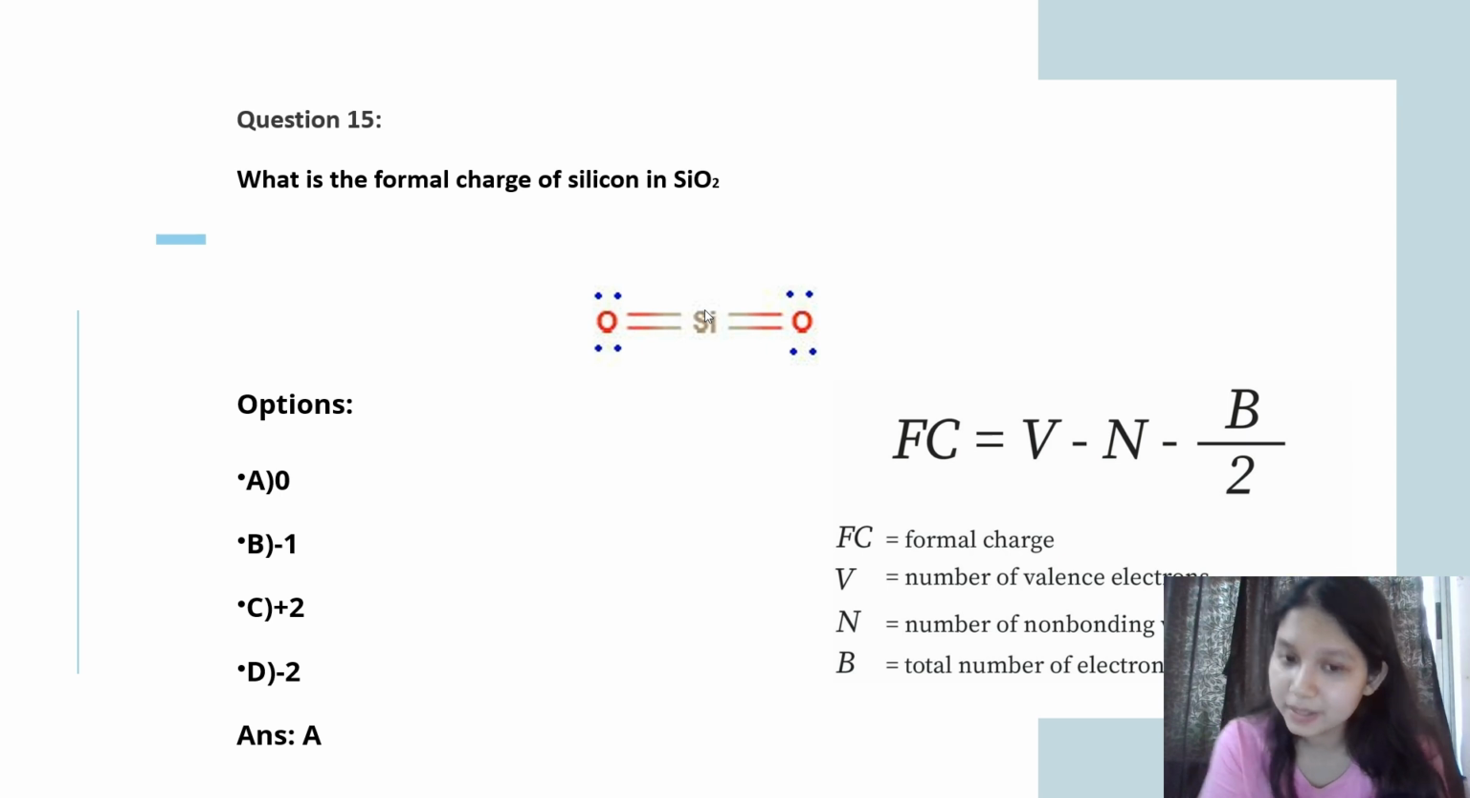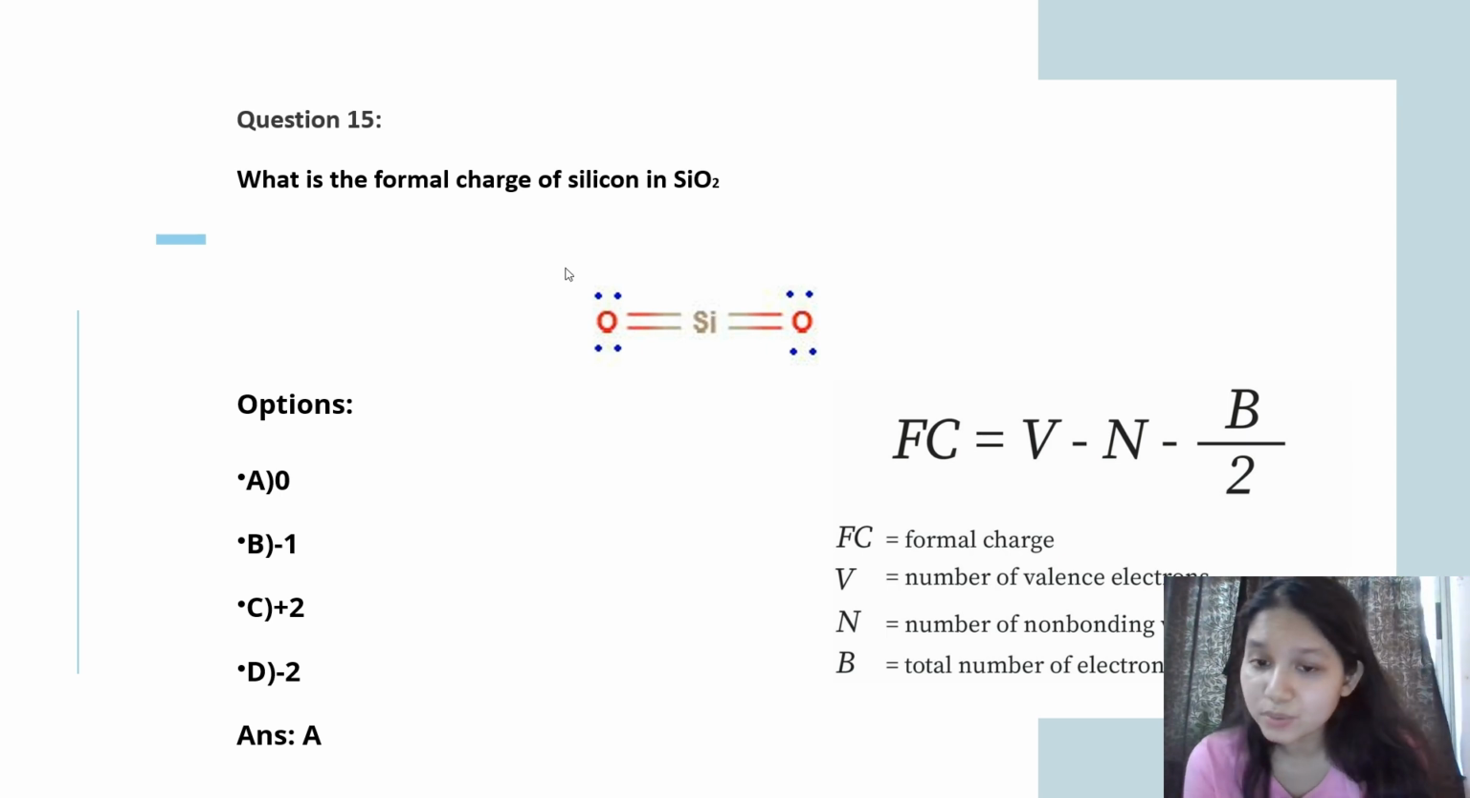I hope it is clear to everyone how we calculated the formal charge of silicon in the silica molecule. Thus, we are left with the answer as 0. So the option will be option A.